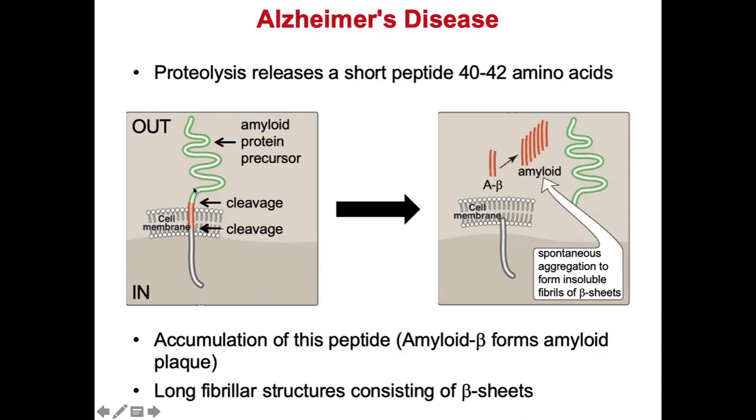So when it's part of the APP, everything is fine, but there are enzymes that cleave the N and C terminus of the short peptide. This then builds up, forms plaques in the brain, and leads to neuronal cell death.